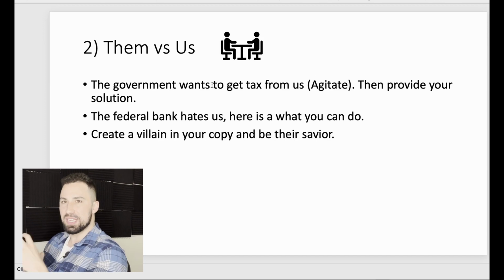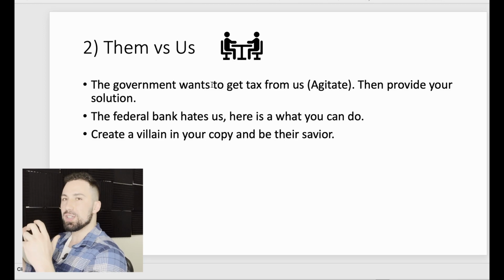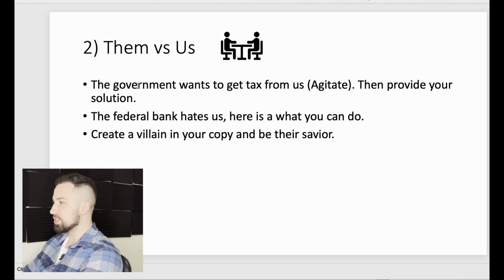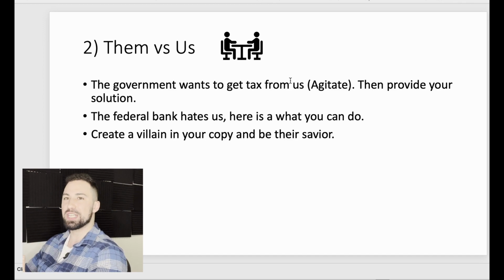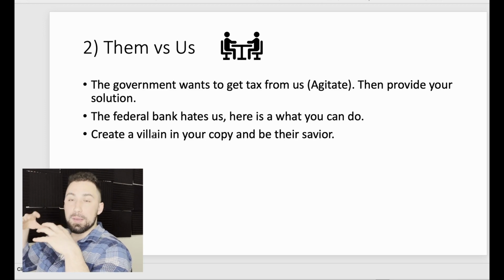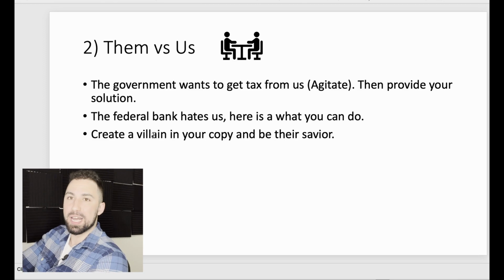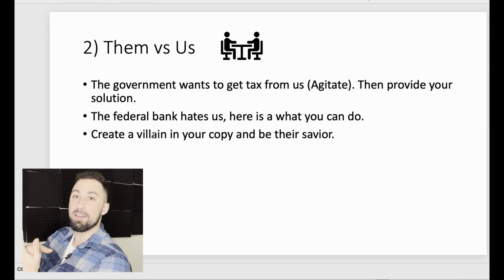Them versus us. So in this case, with the them versus us formula, they usually come up with a fictional villain. In this case, the government is the fictional villain. The government wants to get tax from us. So we're agitating that problem. And then you provide your solution. That's why I discovered this money-making something, and the federal bank hates us. Here's what you can do: create a villain in the scenario, and your product or service will be the savior for them.